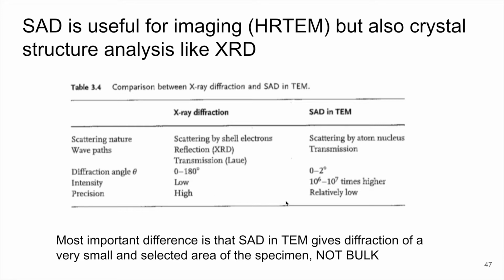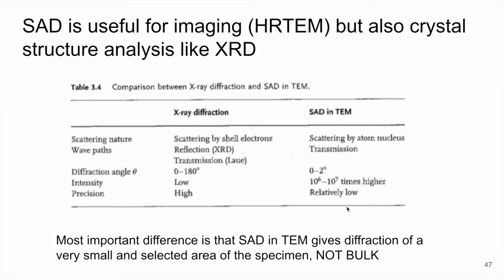However, the main difference, which doesn't appear on this Table 3.4 in your textbook, is that XRD, the way that we looked at it, looks at the bulk material, right? It looks at a very large area. If you were in the lab, you saw how large of an area that could be. However, in TEM, we're looking at a very small selected area of the specimen, which is where it gets its name. And so we can do more focused diffraction studies on very particular areas.